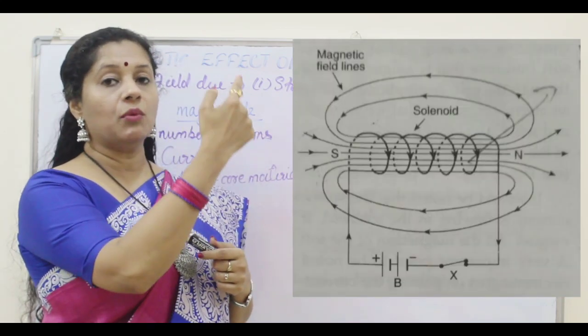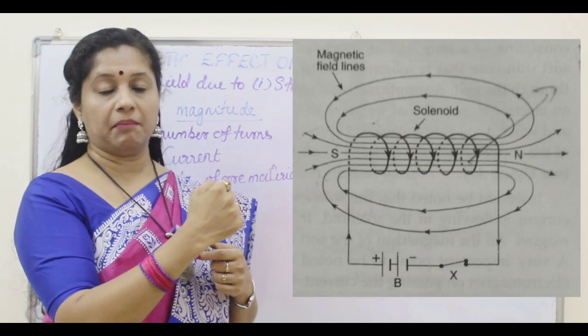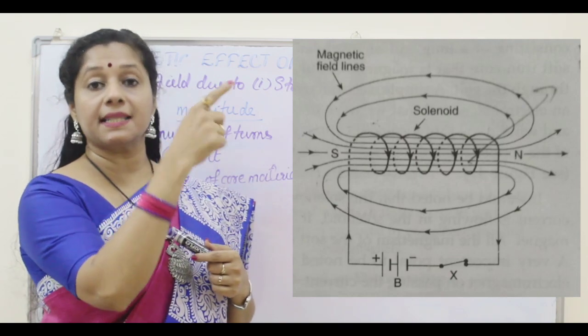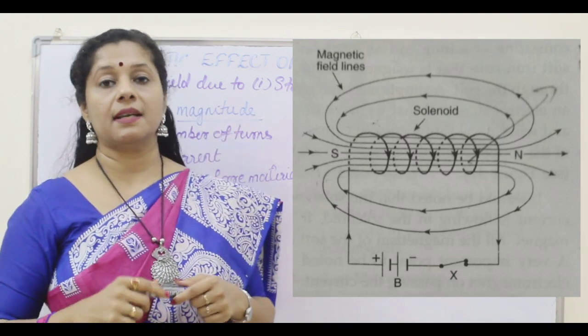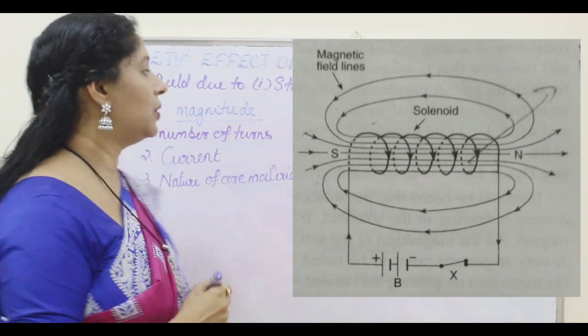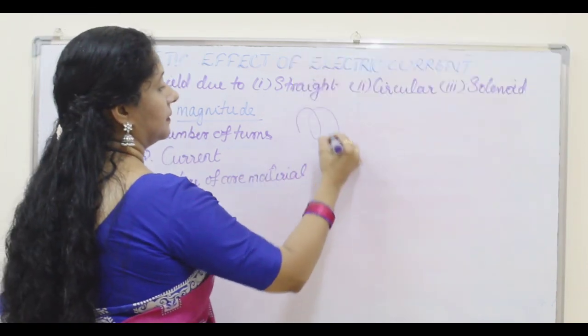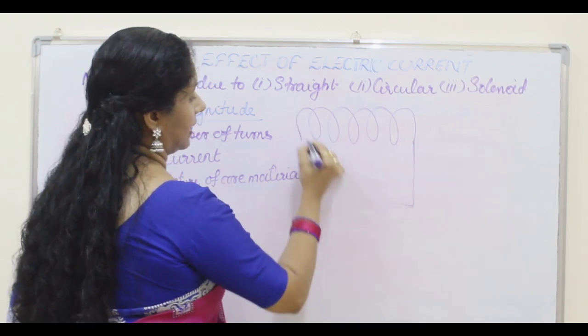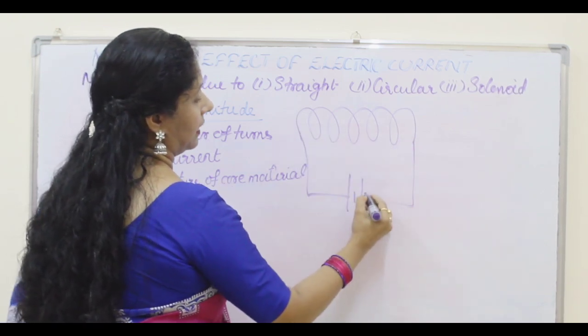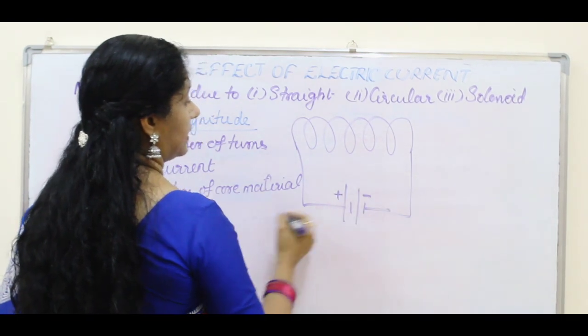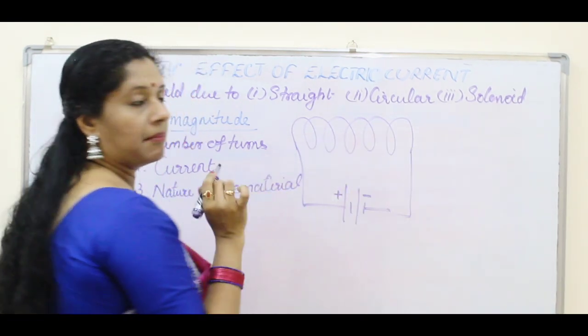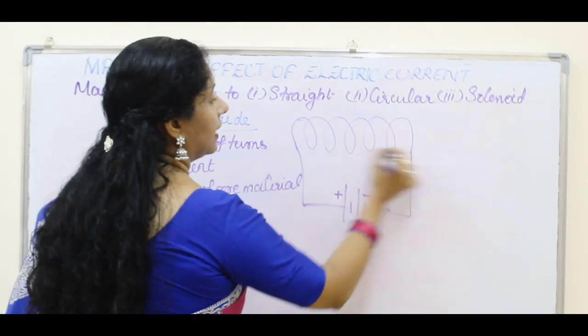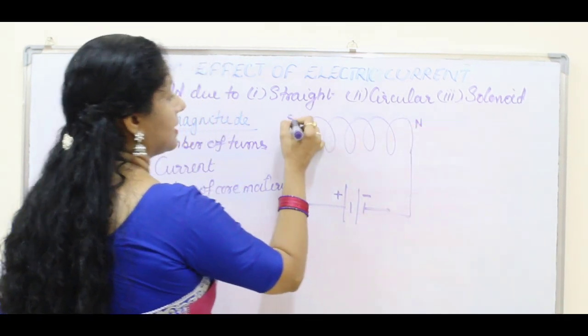And both the ends you can connect to the battery, so that current will start passing through it and it will act as a magnet. A solenoid usually acts as a bar magnet. So we are connecting this to a battery, positive, negative, and you can see that it acts similar to a bar magnet. That is, this is the north pole and this is the south pole.